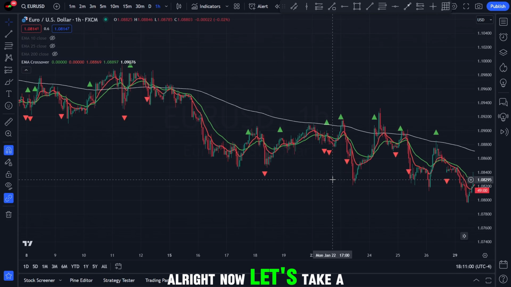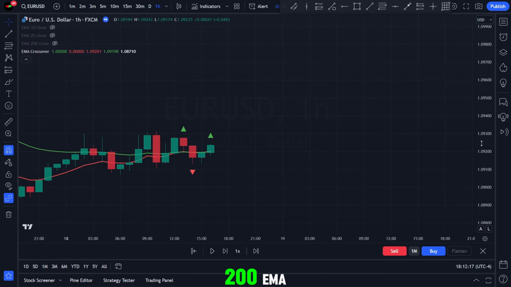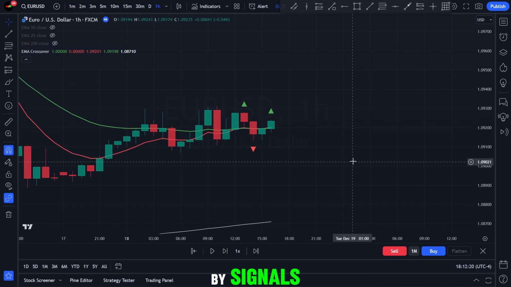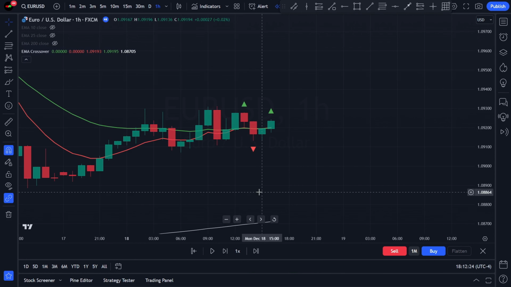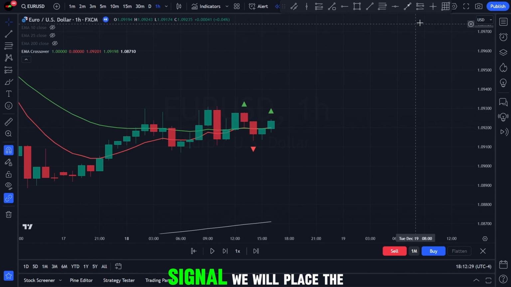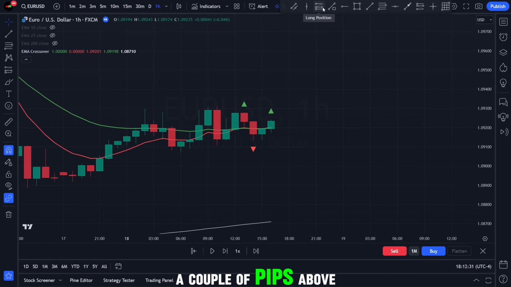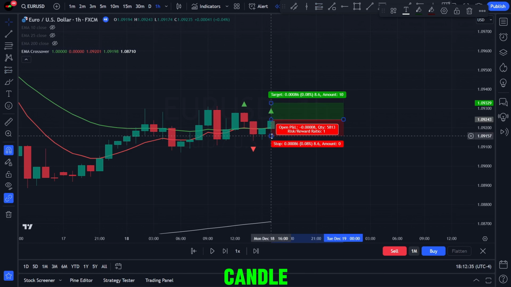Alright, now let's take a look at a few trade examples. The price is above the 200 EMA, so we will only entertain buy signals. Here we get a buy signal. But we do not get a trigger. So, we wait for next signal. Once we have a buy signal, we will place the entry order a couple of pips above the high of the candle, and the stop loss will go a couple of pips below the candle.